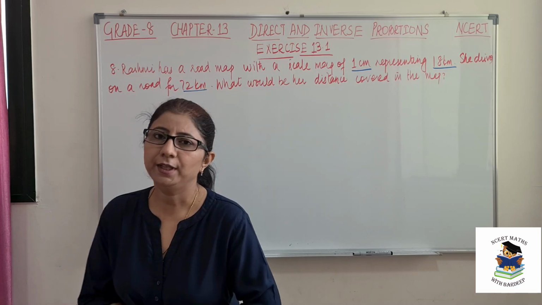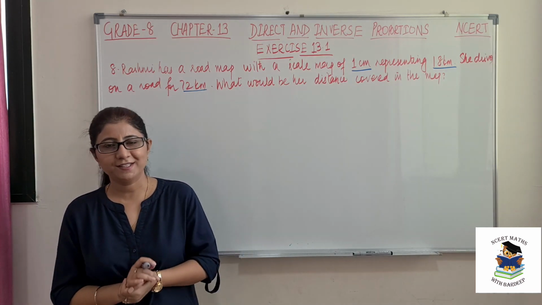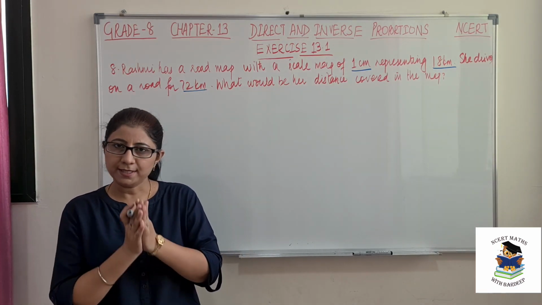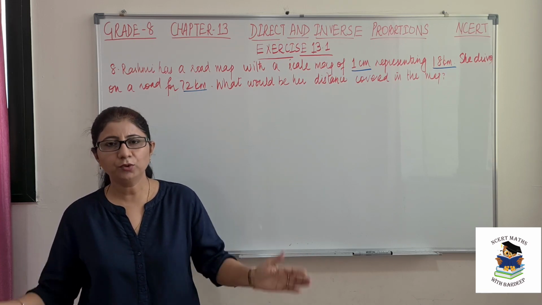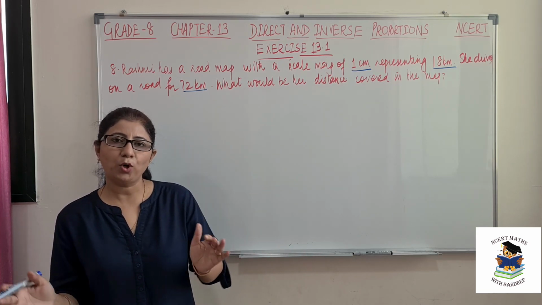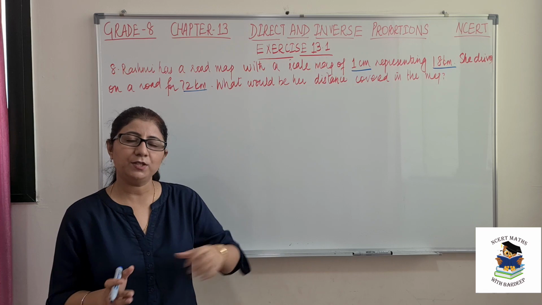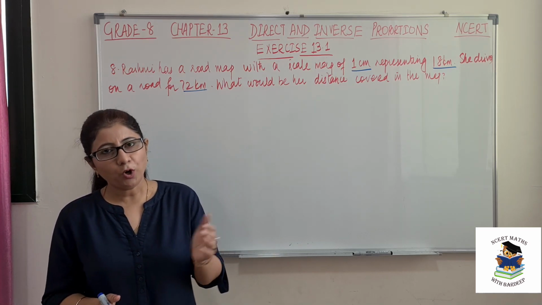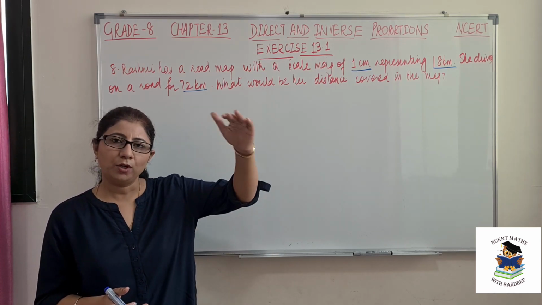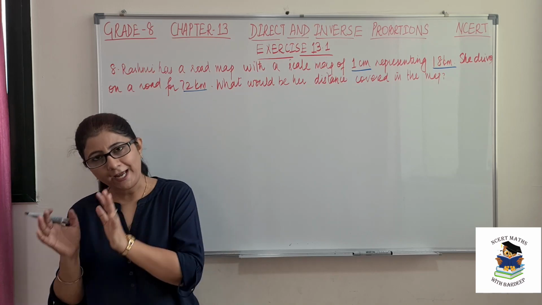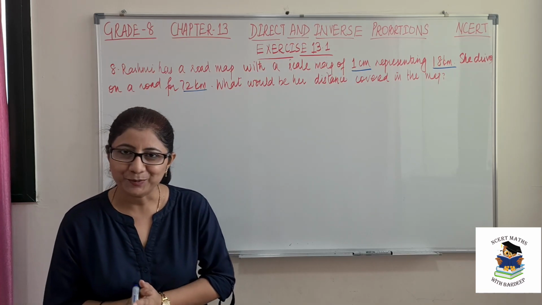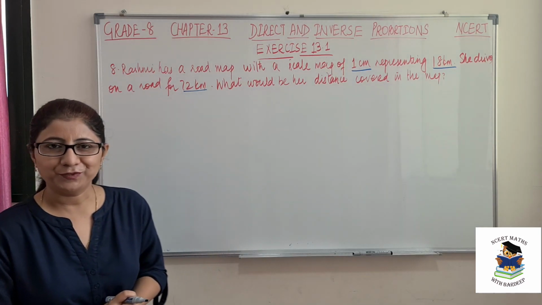As we already know that map always has a scale, so whatever distance is on the actual road or actual distance is always scaled down to a distance on the map. So always the distance on the map and the actual distance are in direct proportion. So this is again a question of direct proportion.